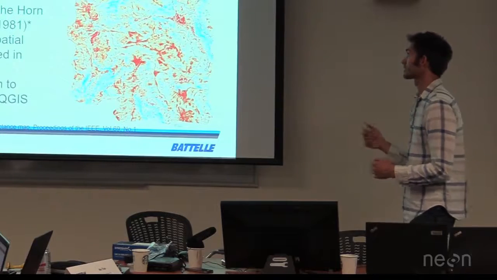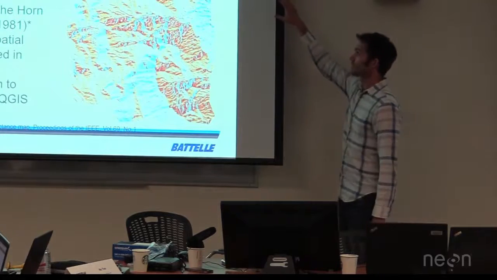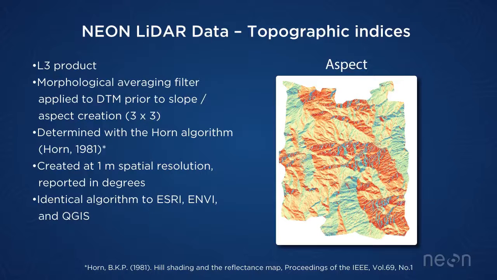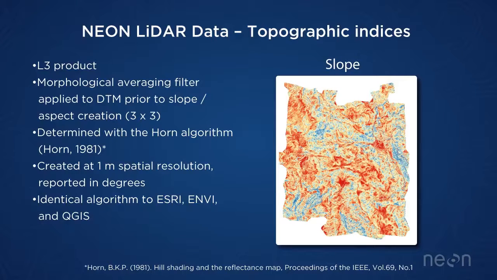Then we also create slope and aspect rasters from the digital terrain model. This is also an L3 product. The slope is measured in degrees, basically just the slope of the terrain, while the aspect is the direction of the steepest slope, also measured in degrees between 0 and 360. Both of these come from the Horn algorithm, which is the same algorithm that's used in a lot of popular remote sensing packages like ESRI or QGIS to calculate slope and aspect. This is also produced at 1 meter and given out in 1 kilometer by 1 kilometer tiles.